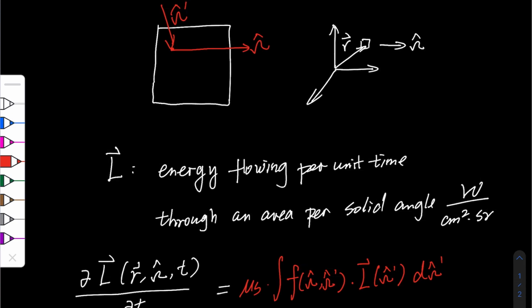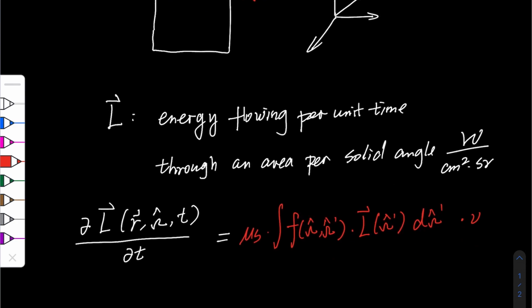Since the scattering coefficient mu s is defined as the proportion of photons being scattered per unit length, we need to multiply by the speed of light v in the tissue to keep the unit on the right-hand side the same as the unit on the left-hand side. We will divide v for each term in this equation, so that will be 1 over v on the left-hand side.